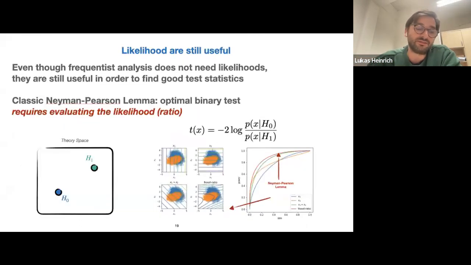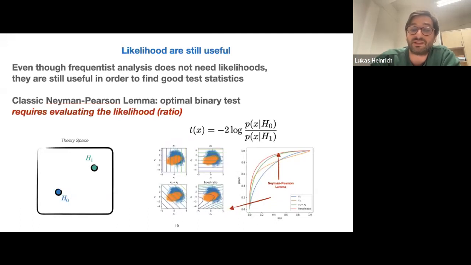Okay, but then of course likelihoods are still useful. Even if you do frequentist analysis, you do use the likelihood quite a bit. And so why is that? Because of course we don't want to use any test statistic, we want to use good test statistics. And so the classic Neyman-Pearson lemma tells us that for an optimal binary test, we at least need to be able to evaluate the likelihood ratio, for example, for two hypotheses.